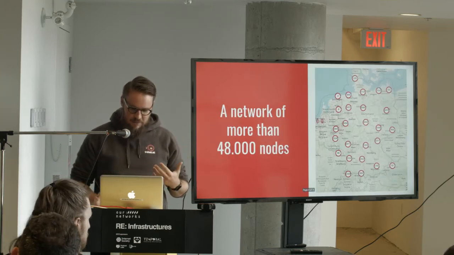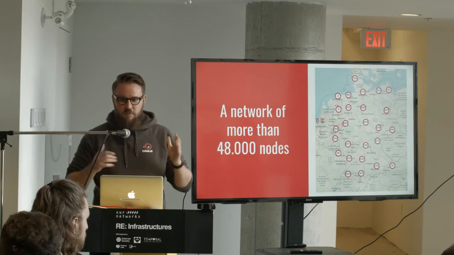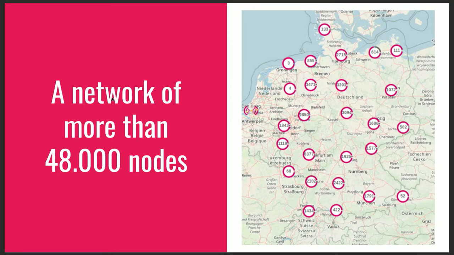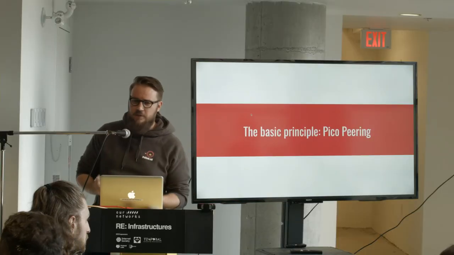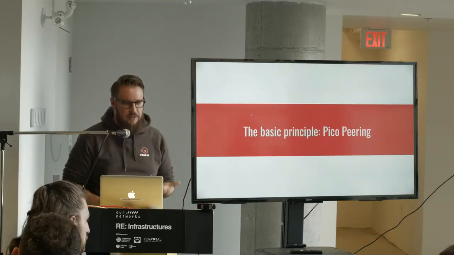It's a network of more than 48,000 nodes, and there are actually 200 nodes that we don't see here on that list because I just recognized that our network fell off of the monitoring somehow. A lot of the networks don't even have monitoring for their nodes, so we wouldn't be able to see them on this map. The basic principle of Freifunk is the pico-peering agreement.